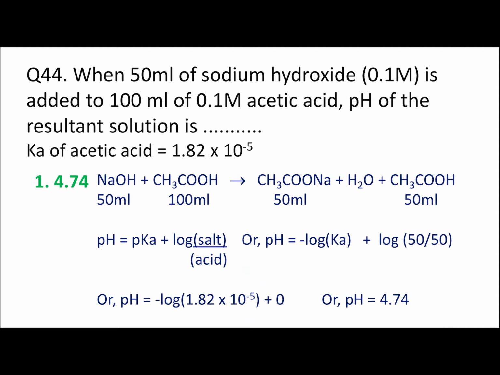Here automatically you have to assume that if there are equimolar concentrations of the salt and acid, then pH will be equal to pKa, and pKa means negative logarithm of the dissociation constant of the acid.